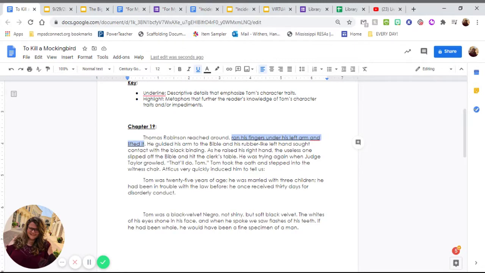He guided his arm to the Bible and his rubber-like left hand. Rubber-like left hand. That's something special. That's meaningful right there. Sought contact with the black binding.